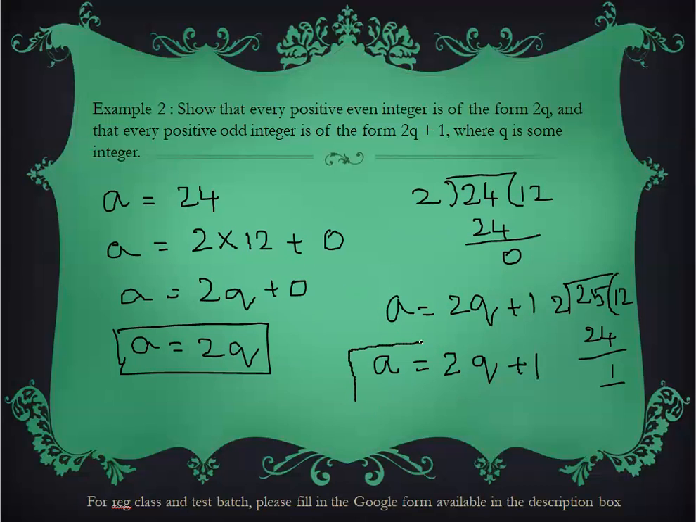So for any odd integer, when it is being divided by 2, it can give a quotient as any integer and leave the remainder 1. So for any positive odd integer, it would be in the form of 2q plus 1. And any positive even integer will be in the form of 2q.